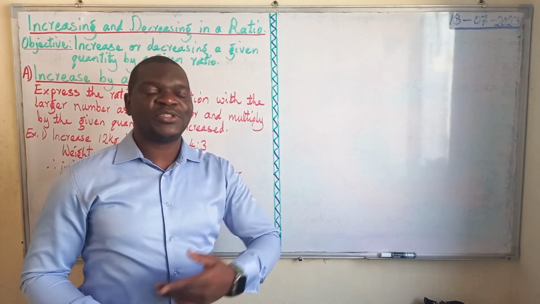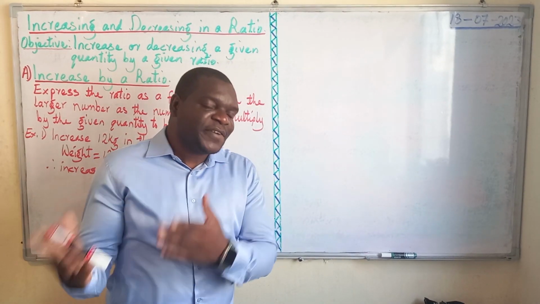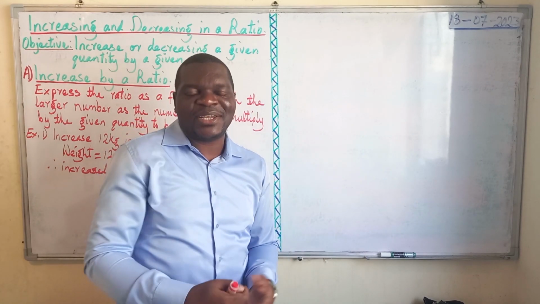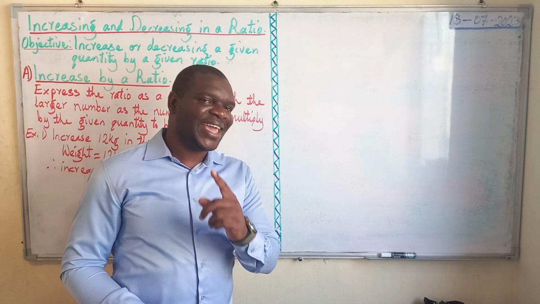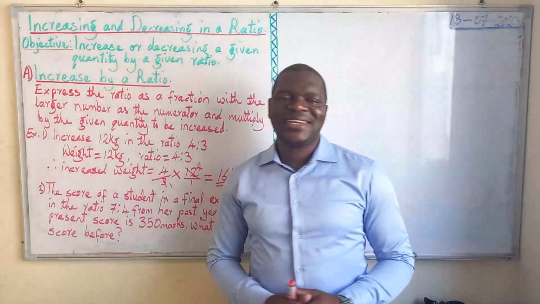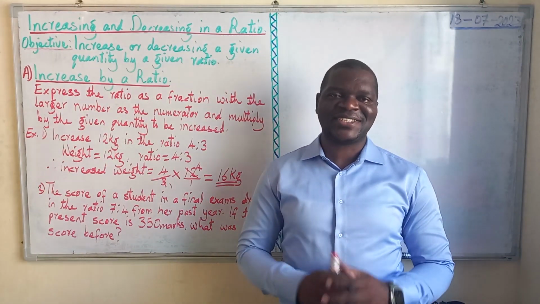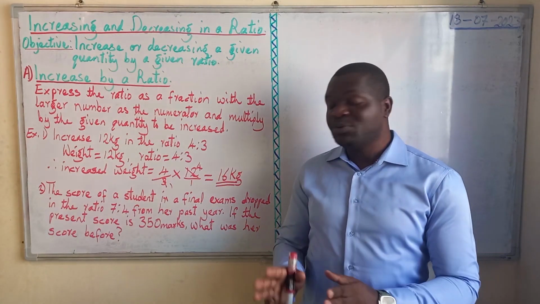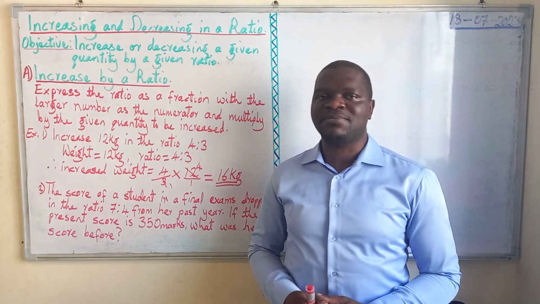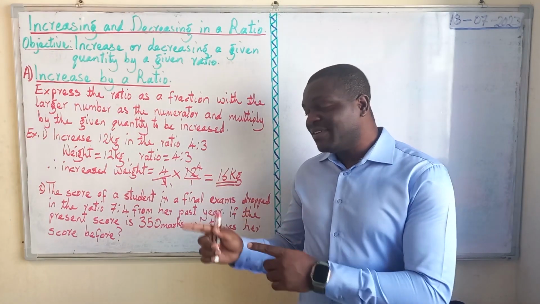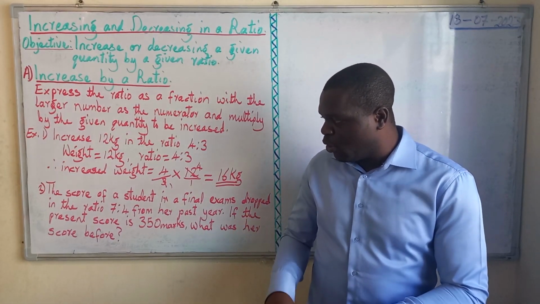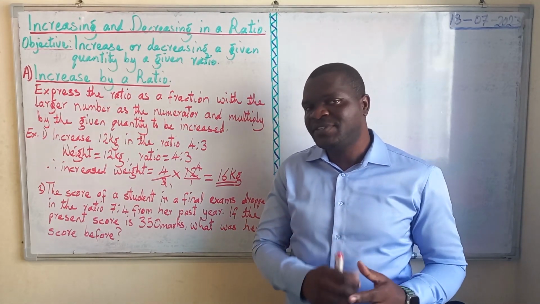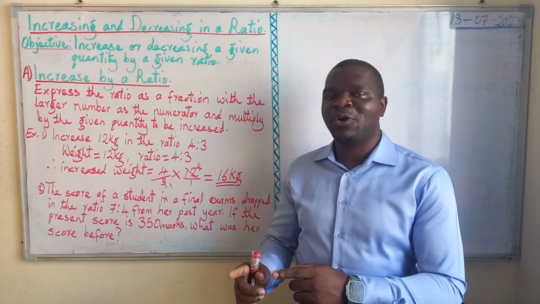Now let's move on to the second example, and first of all we'll try to interpret the question before answering. Pay attention so that you don't miss any of the steps. In our second example, it reads as such: the final score of a student in her final exams dropped in the ratio 7:4 from her past year. If the final score is 350 marks, what was her score before?